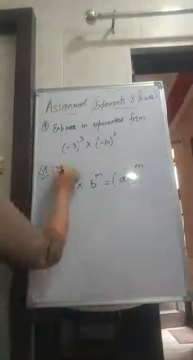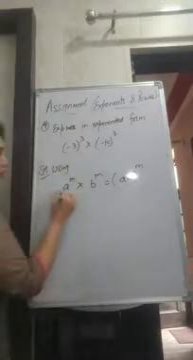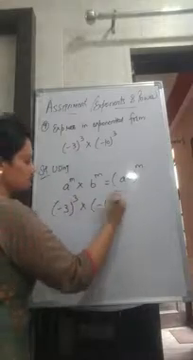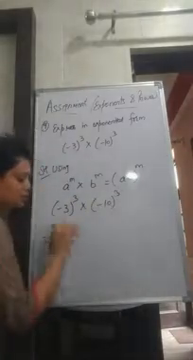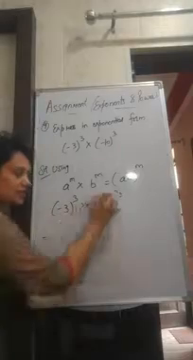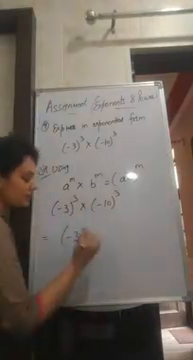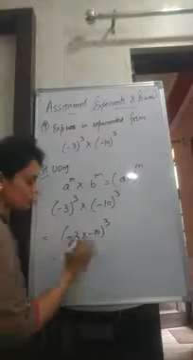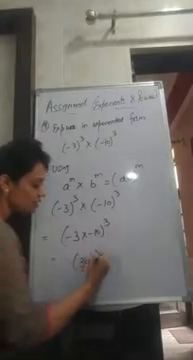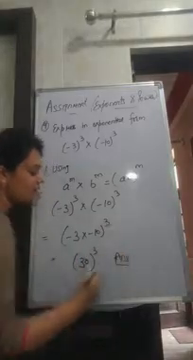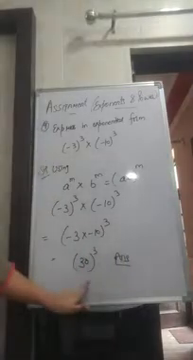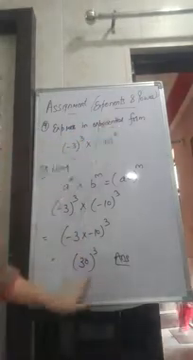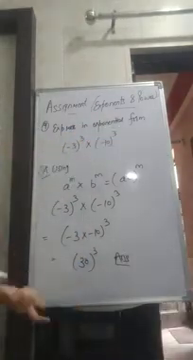So using this law, we get -3, different base, multiply sign, same power, so bases will get multiplied: (-3 into -10) whole power 3. So -3 into -10 is 30, power 3. This is our answer. We will leave our answer here because in the question it is asked to express in exponential form, so we have to give the answer in exponential form only.